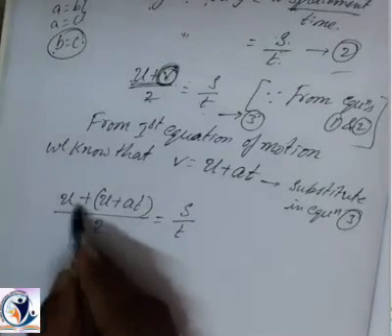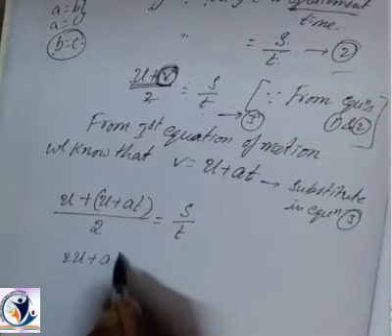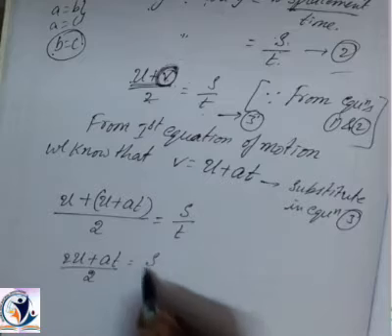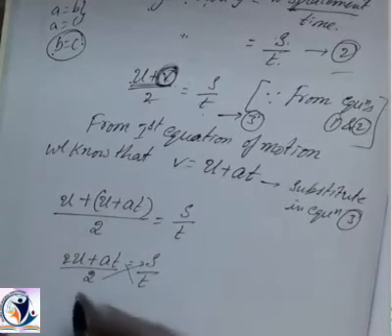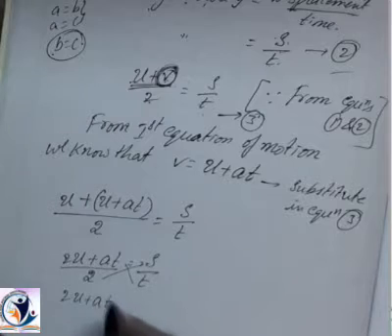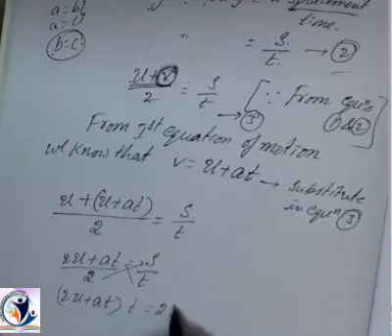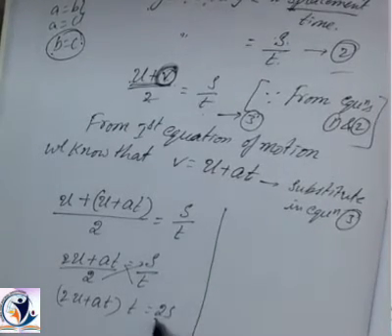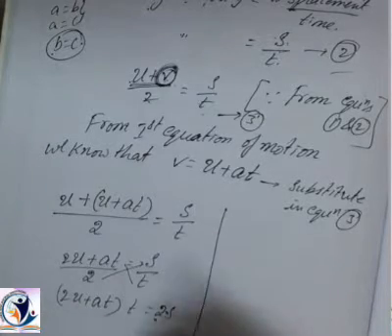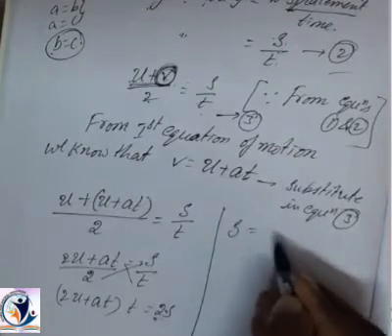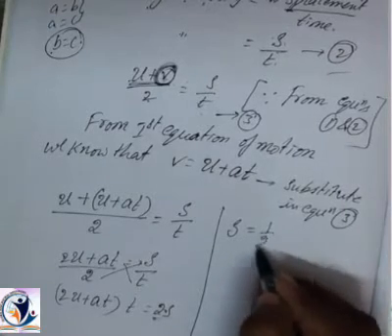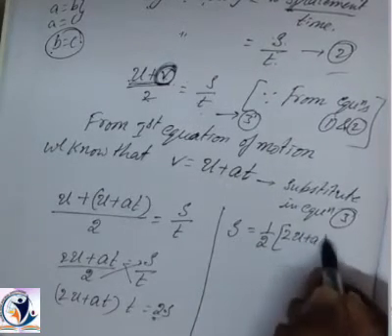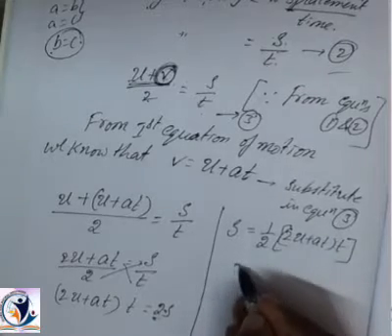Okay, now solve it. 2u plus at by 2 is equal to s by t. Now put a cross multiplication. (2u plus at) into t is equal to 2s. But what I want here is only the value of s. So I will send this 2 to this side, so I get s is equal to 1 by 2 into (2u plus at) into t. Now solve it clearly.